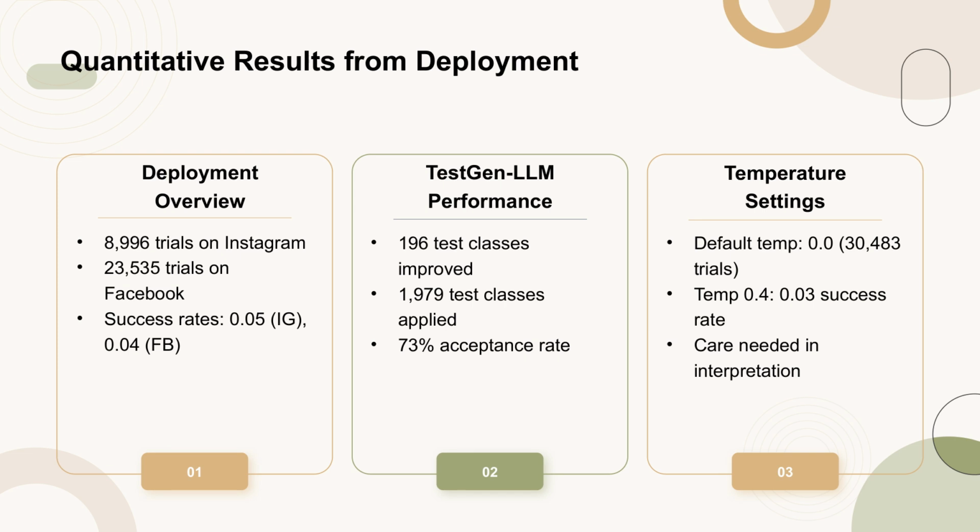TestGen-LLM was applied to 1,979 test classes, successfully improving 196 of them, with 73% of these improvements being accepted by developers. Regarding temperature settings, the default setting of 0.0 received the most trials, 30,483, but a success rate of 0.03 was observed for temperature 0.4. It's important to note that interpretation of these results requires caution due to varying sample sizes and deployment conditions.